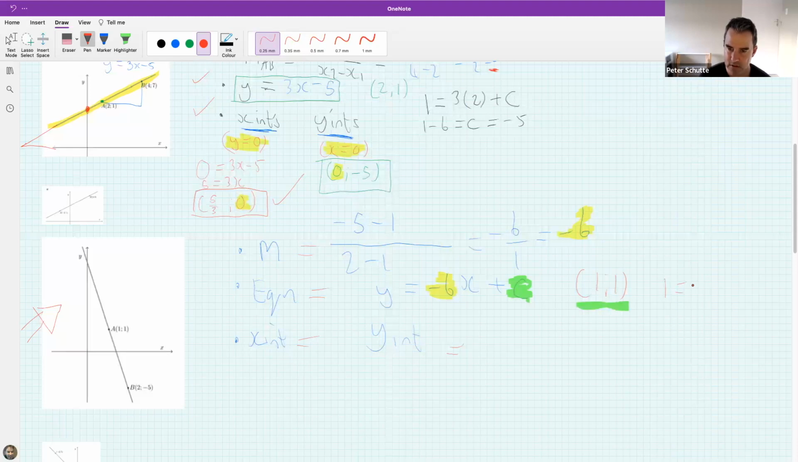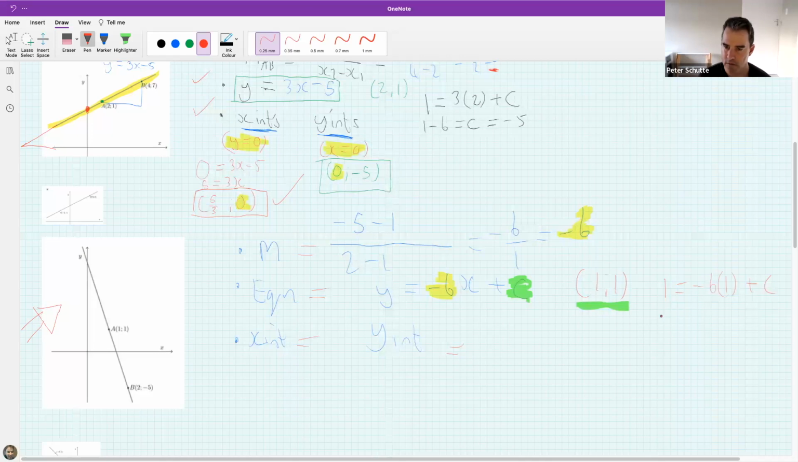I sub this in. So it's -6. So on this side, it's going to become... So 1 plus 6 is C, is 7. And the equation of my graph is going to be -6x plus 7.